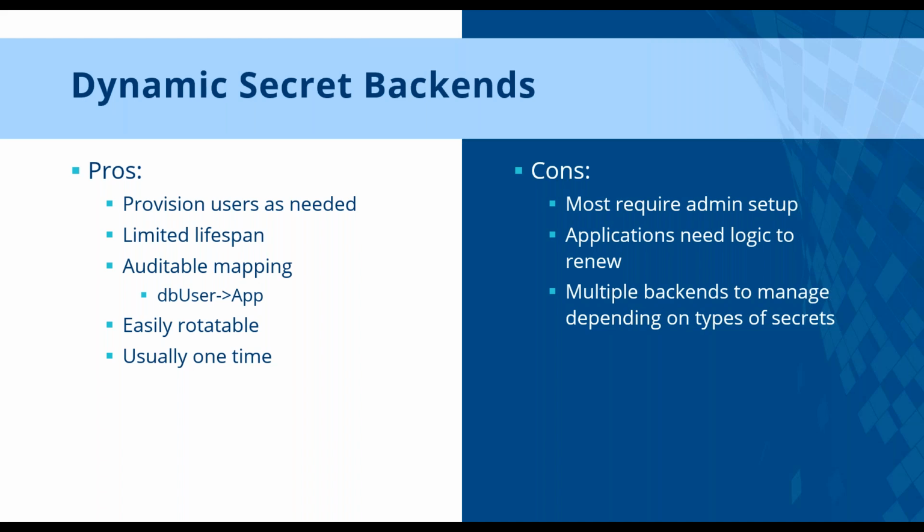However, most dynamic secrets require some kind of admin setup, whether that's a PKI signing or database admin credentials. And because it has a limited lifespan, your app has to have logic to come back to Vault. It has to renew itself, both its initial Vault token and its credential. If it fails to do either of those, the credential will be rolled back, and there's nothing I can do. It's just going to be deleted.